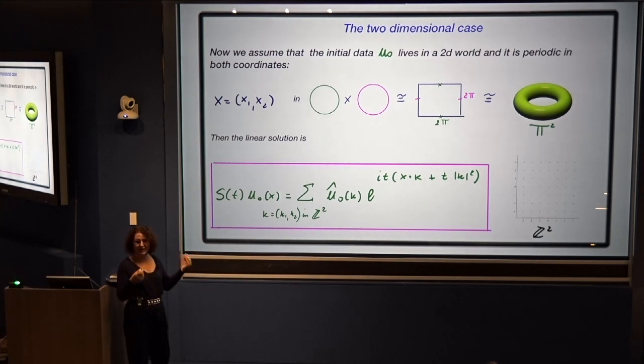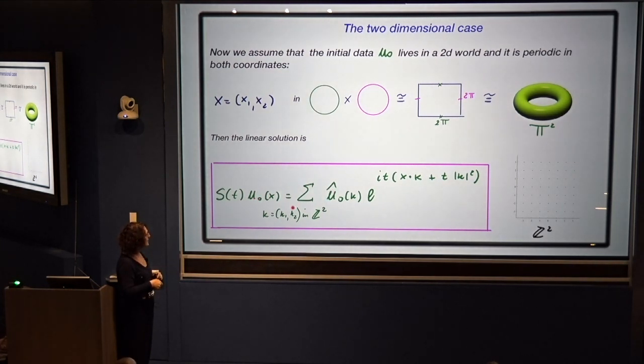And doing exactly what we did for 1 dimension gives us this formula again. This is again the solution of the linear problem with the initial data, the initial profile U0. It's again a sum, but now the sum is on vectors k, which have 2 coordinates. So this is in Z2. This is the lattice that I just drew over here. This is just the positive side, but imagine being on the whole plane. It is just made of points that have integer coordinates. This is the Fourier coefficient, the U0 hat of k.